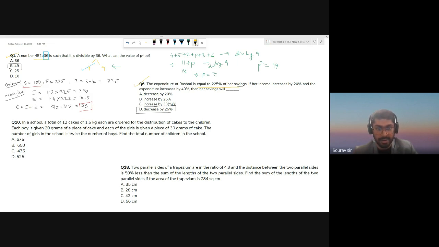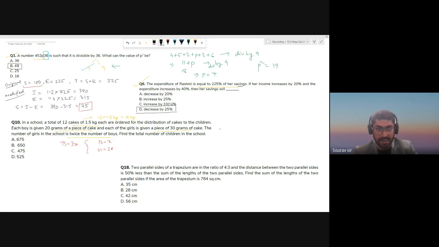In a school, a total of 12 cakes of 1.5 kg each are ordered. So total weight of cake ordered is 12 into 1.5 kg. That is 18 kg. The cakes are to be distributed to the children. Good. So each boy is given 20 grams of cake and each girl is given 30 grams of cake. Okay. The number of girls in the school is twice the number of boys. We have to find the total number of students. So let the number of boys be X. So the number of girls will be 2X and the total students will be 3X.